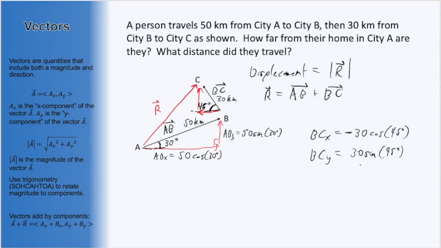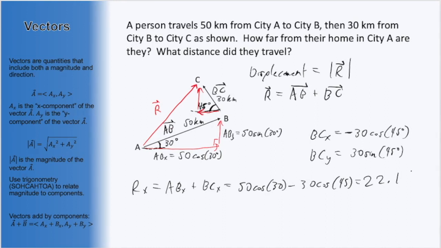Now that everything has been broken up into components, we are ready to get the resultant vector by components. So the horizontal or x component of the resultant vector will be the addition of the x components of the individual vectors. So the calculation I should be doing here is 50 cosine 30 minus 30 cosine 45. This will give us approximately 22.1, and since all of these displacement vectors have the same units they started out with, when I add them, we are still in kilometers.